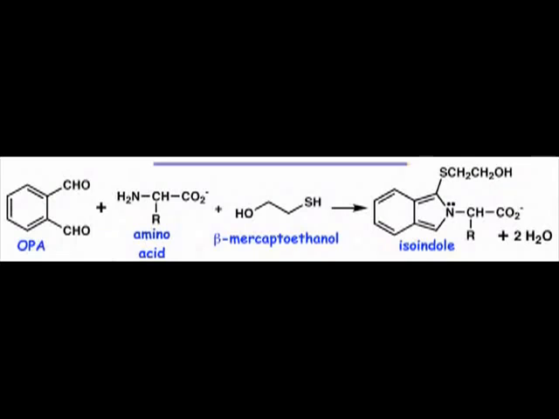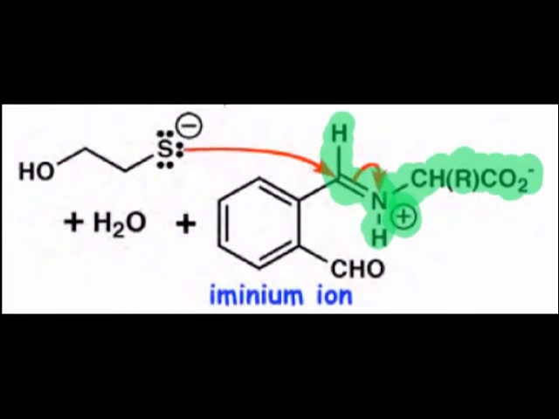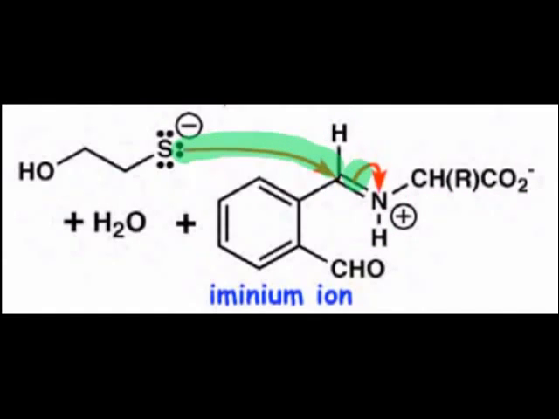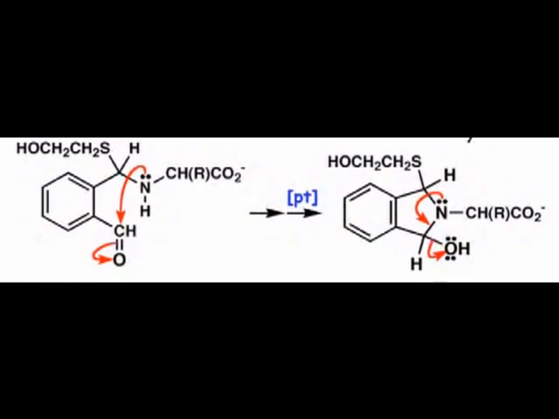After proton transfer and beta elimination of hydroxide, we arrive at the first intermediate drawn on this slide, the iminium ion. The positively charged iminium ion is, as you should expect, even more electrophilic than the aldehyde, and it's easily attacked by beta-mercaptoethanol in the next step. After another proton transfer, beta elimination produces yet another iminium ion.